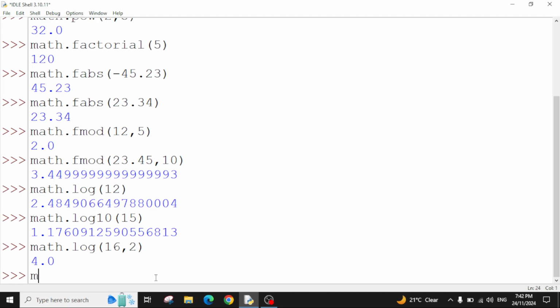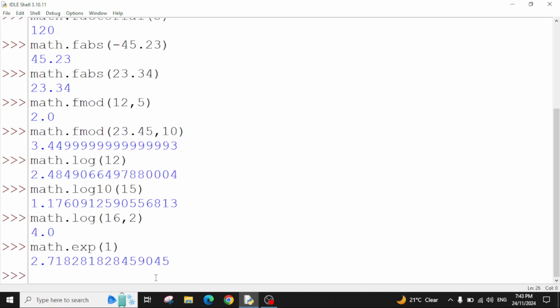The next function is the exponential function, exp. It will find e to the power. Suppose I have to find e to the power 1. So it comes to be 2.718.